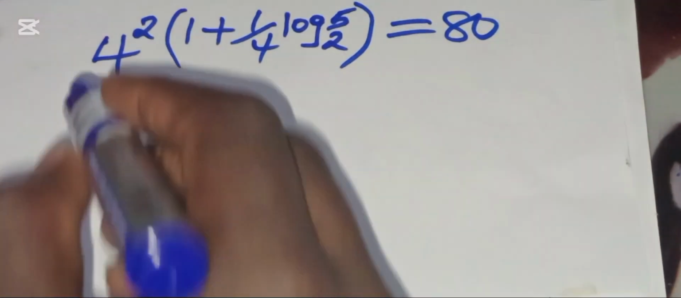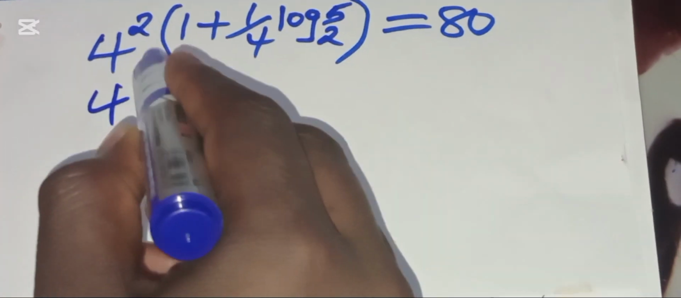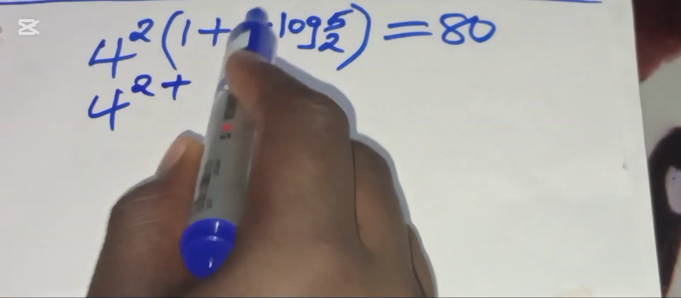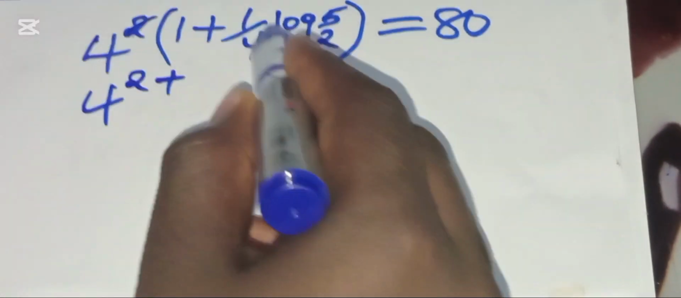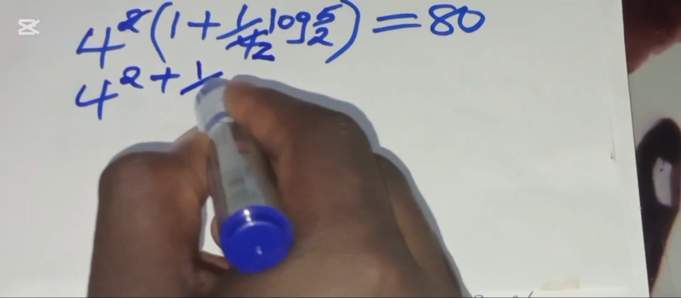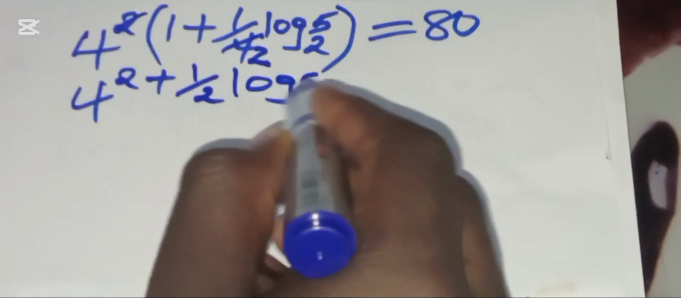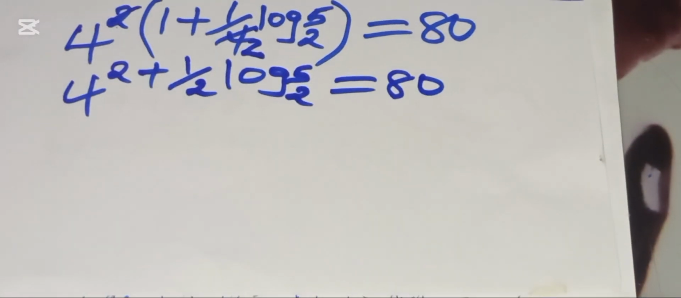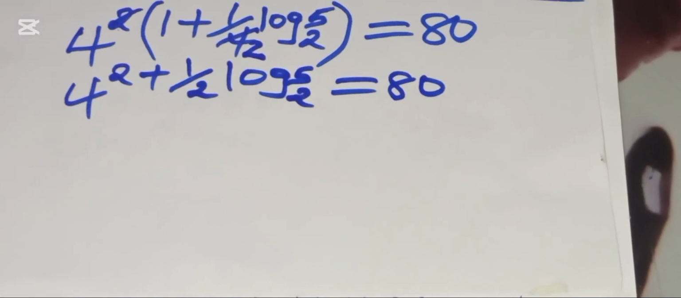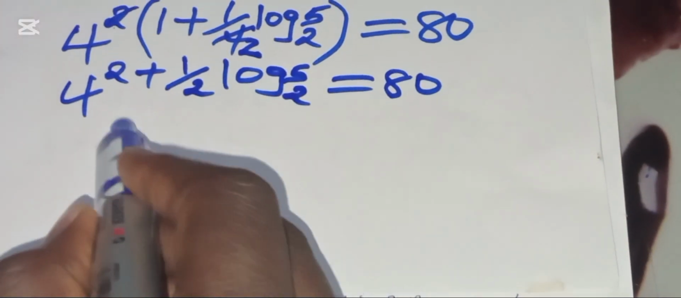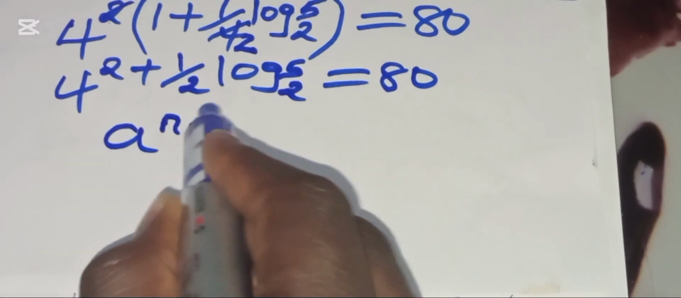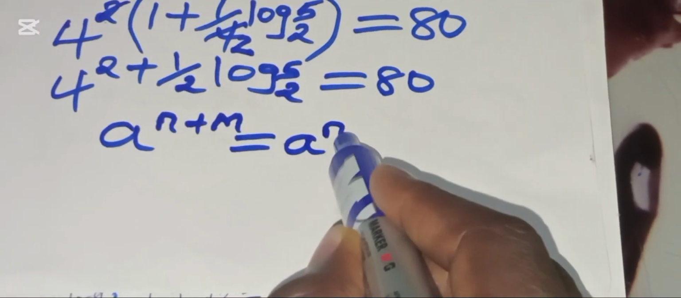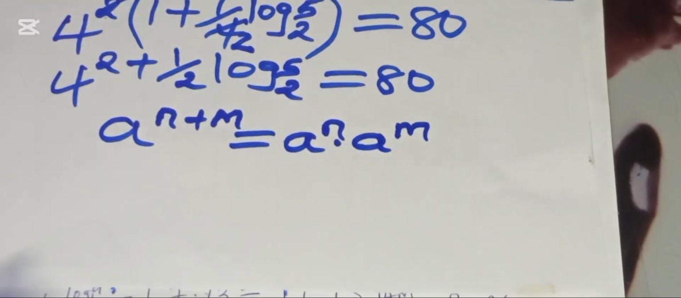Now, this is the same thing as 4 raised to power 2 times 1, which is 2, plus 2 times 1 over 4, and this 2 and this 4 simplify, so we have a half log 5 to base 2. This is supposed to give us a value of 80, okay? Now, 4 raised to power 2 plus a half log 5 to base 2, this is in the form of a raised to power n plus m, which we can transform as a raised to power n multiplied by a raised to power m, okay?